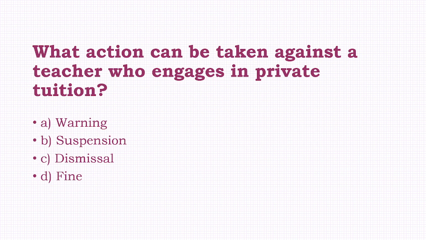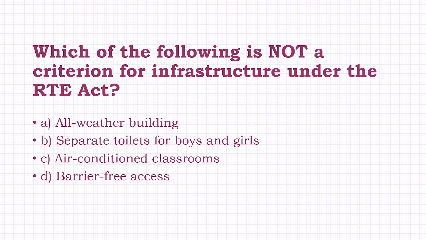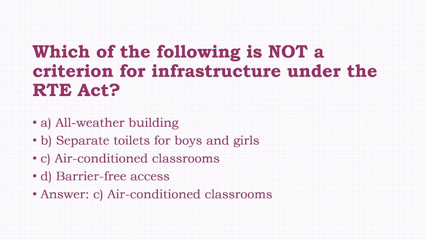Next, what action can be taken against a teacher who engages in private tuition? Option: warning, suspension, dismissal, fine. Answer of this question is option C, that is dismissal. Which of the following is not a criterion for infrastructure under RTE Act? Option: all weather building, separate toilets for boys and girls, air-conditioned classrooms, barrier-free access. Answer of this question is option C, that is air-conditioned classrooms.